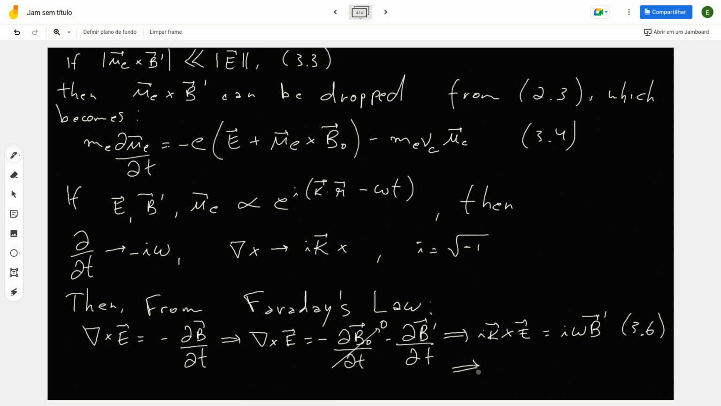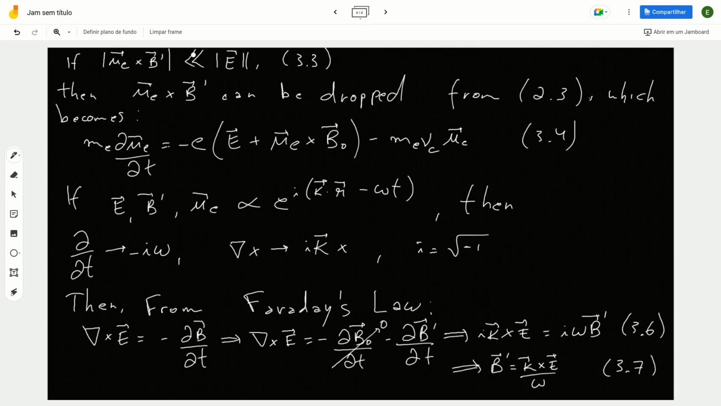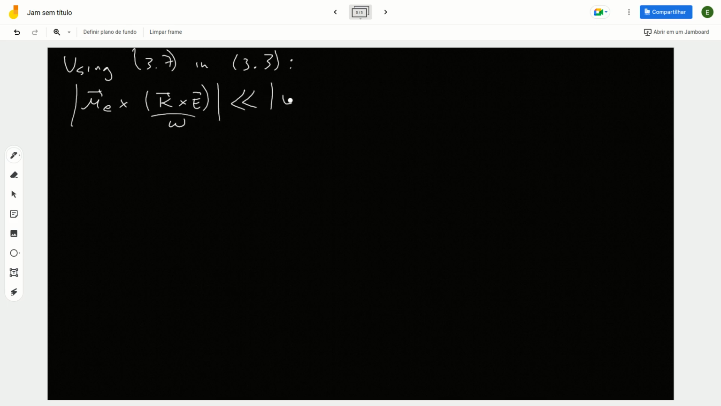Okay, from here we get this relation: B prime is equal to K cross E over omega. And we can use this one in 3.3. Where is 3.3? 3.3 is this one. So we can use it in place of B prime, using 3.7 in 3.3. We get the modulus of UE cross K cross E over omega. This is the relation we want to show.